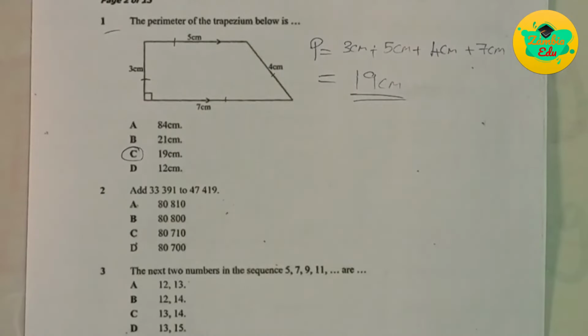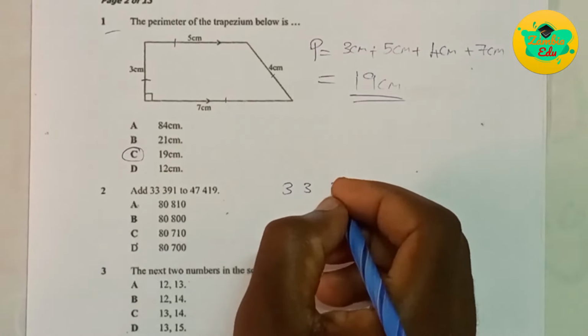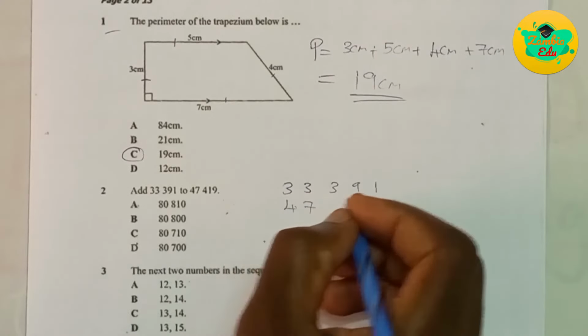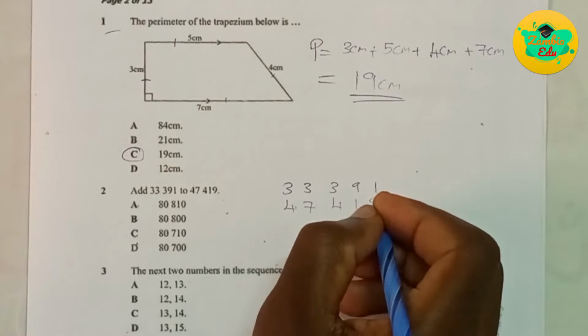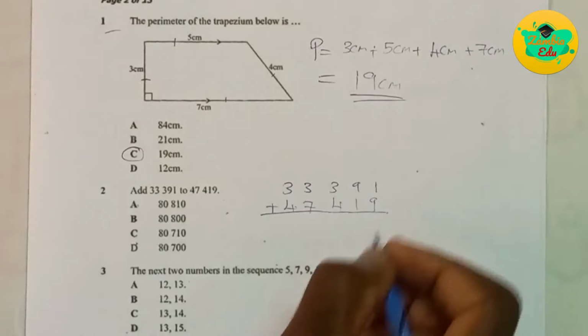Our second question says, add 33,391 to 47,419. So for us to be able to find that answer, we are going to put that in this format: 33,391, and we write 47,419 below it in that way. And then we are adding, and we do that.